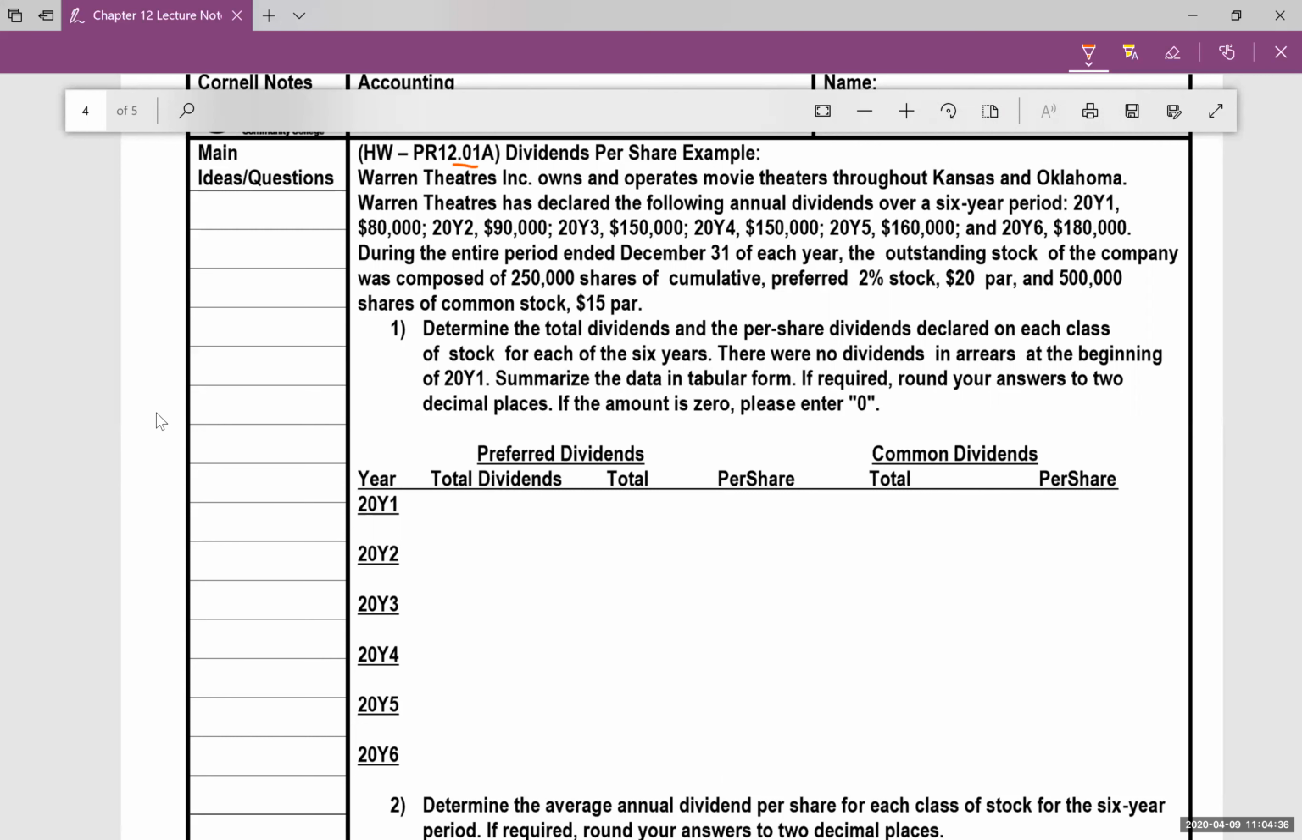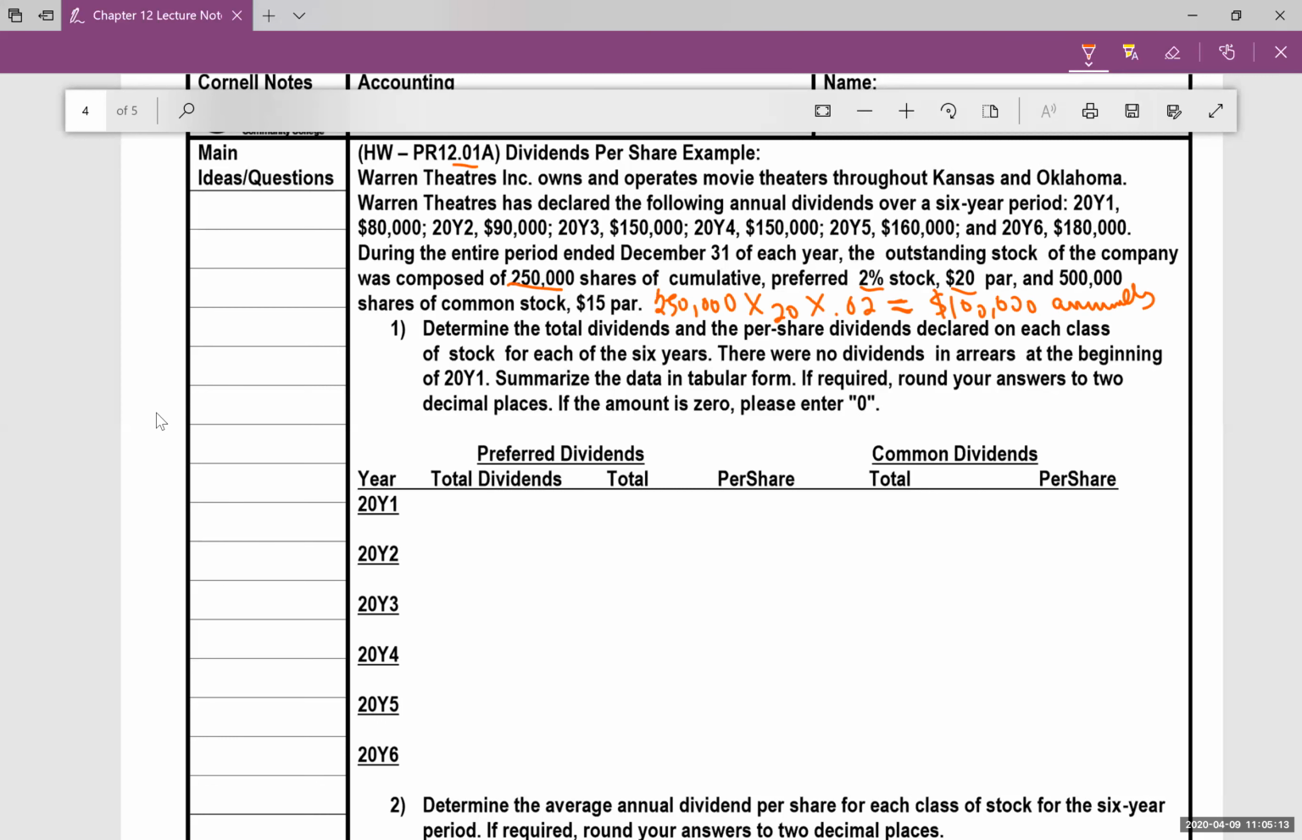All right. First off, I need to do a calculation up here. I'm going to take 250,000 times the $20 par, and then times 0.02 because that's the 2%. That's how much in dividends annually the preferred shareholders should get: 100,000 annually.